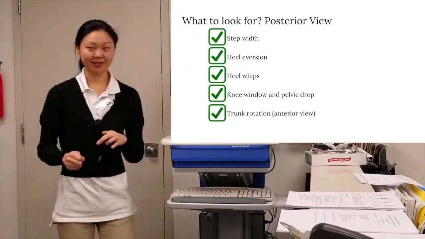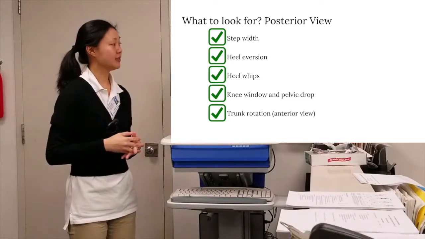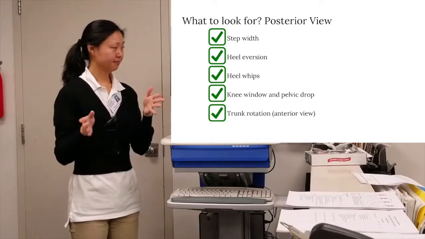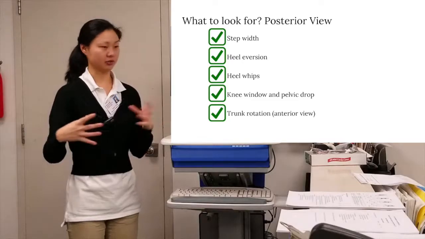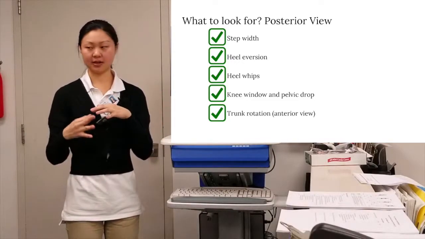Okay, so that was the side view. Now we're going to go over the posterior view. So we have the step width, how much heel eversion, heel lips, knee window, and pelvic drop, as well as trunk rotation. Trunk rotation can be seen from the side as well as the anterior view.